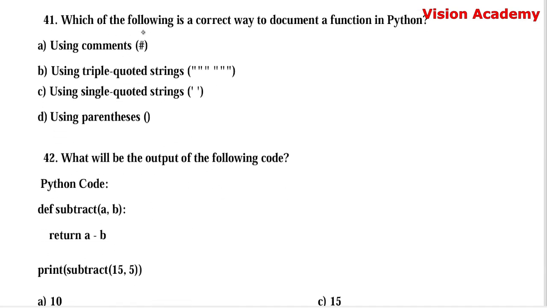Question number 41. Which of the following is a correct way to document a function in Python? Option A, using comments. B, using triple quoted strings. C, using single quoted strings. D, using parentheses. Here option B, using triple quoted strings is the right answer.